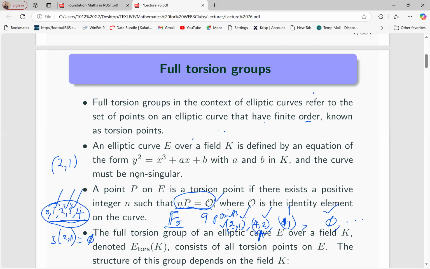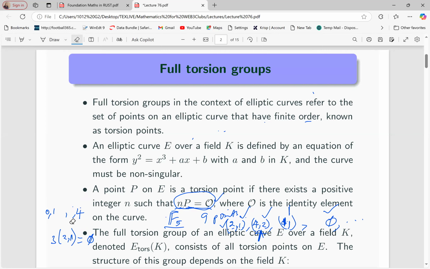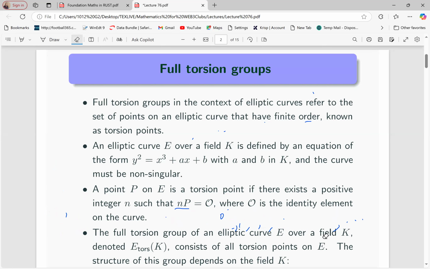So that is what the code will be doing. It's moving through all these points and finding out which one, when multiplied by a scalar, gives you the identity point, or the point at infinity. That's what we call the torsion point.